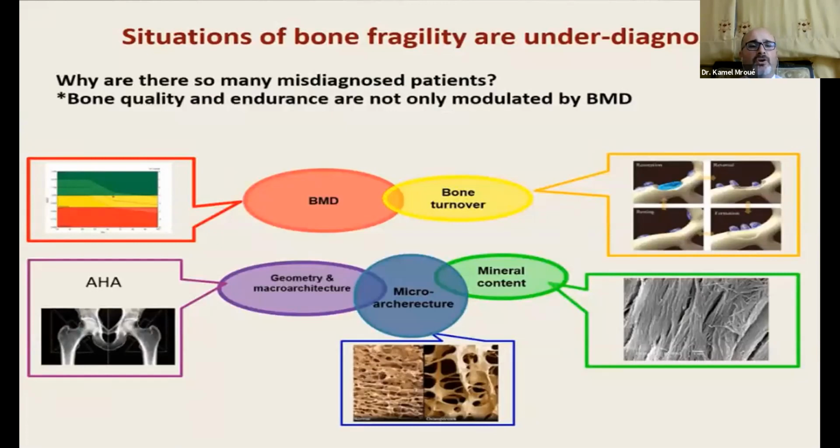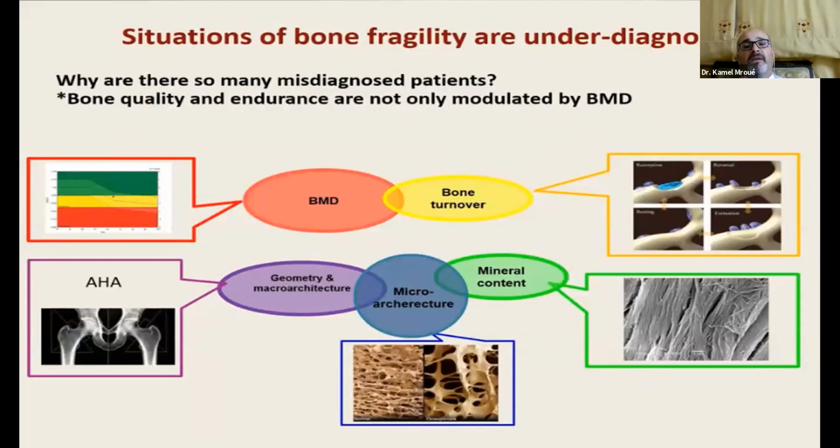We have bone geometry and macro architecture. We have the micro architecture. We have the mineral content of the bone, and then we have the bone turnover, which is the net change in bone formation and bone destruction. As you well know, the bone geometry is something most probably related to congenital issues, and other parts of it are the bone turnover and mineral content. They are in one way or another, I think, related to the bone density and bone microarchitecture, or the bone mass or bone quality.